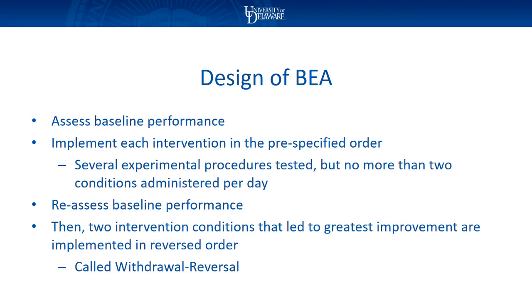You first assess baseline performance. Then you implement each intervention in the pre-specified order. Several experimental procedures are tested within a BEA, but no more than 2 conditions are administered per day. Then you reassess baseline performance. Then the 2 intervention conditions that led to the greatest improvement in the target skill are implemented in reversed order, and that part of the BEA is called the withdrawal reversal.